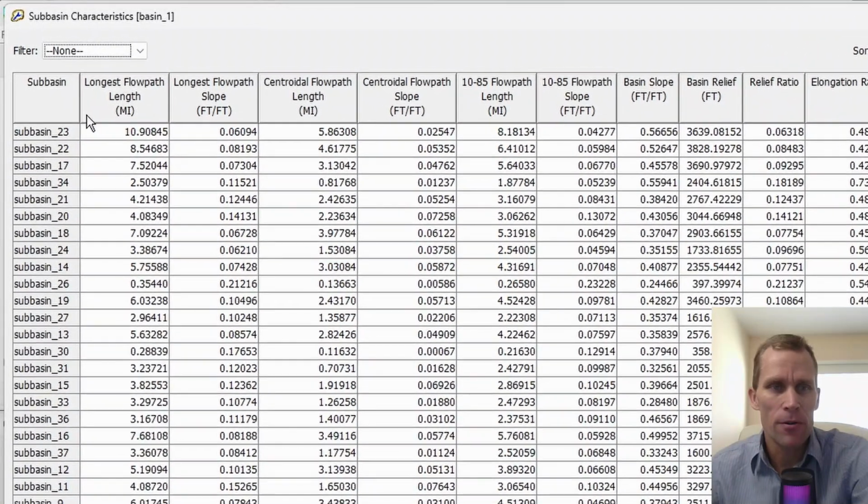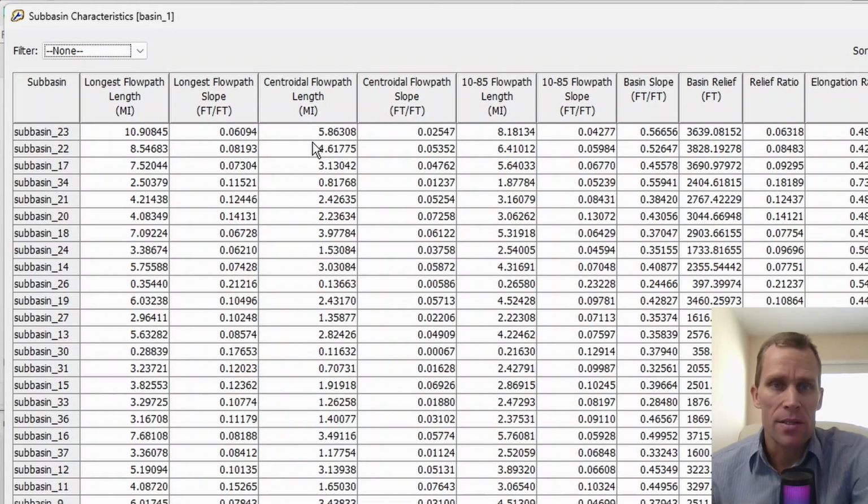The first one is longest flow path. The longest flow path extends from the subbasin outlet to the most hydrologically remote point upstream. This is significant because it's typically used to determine the time of concentration of the subbasin. So with our units of US customary, the unit system for the longest flow path here is in miles, and all the other units are listed here as well. Then we have the slope of that longest flow path.